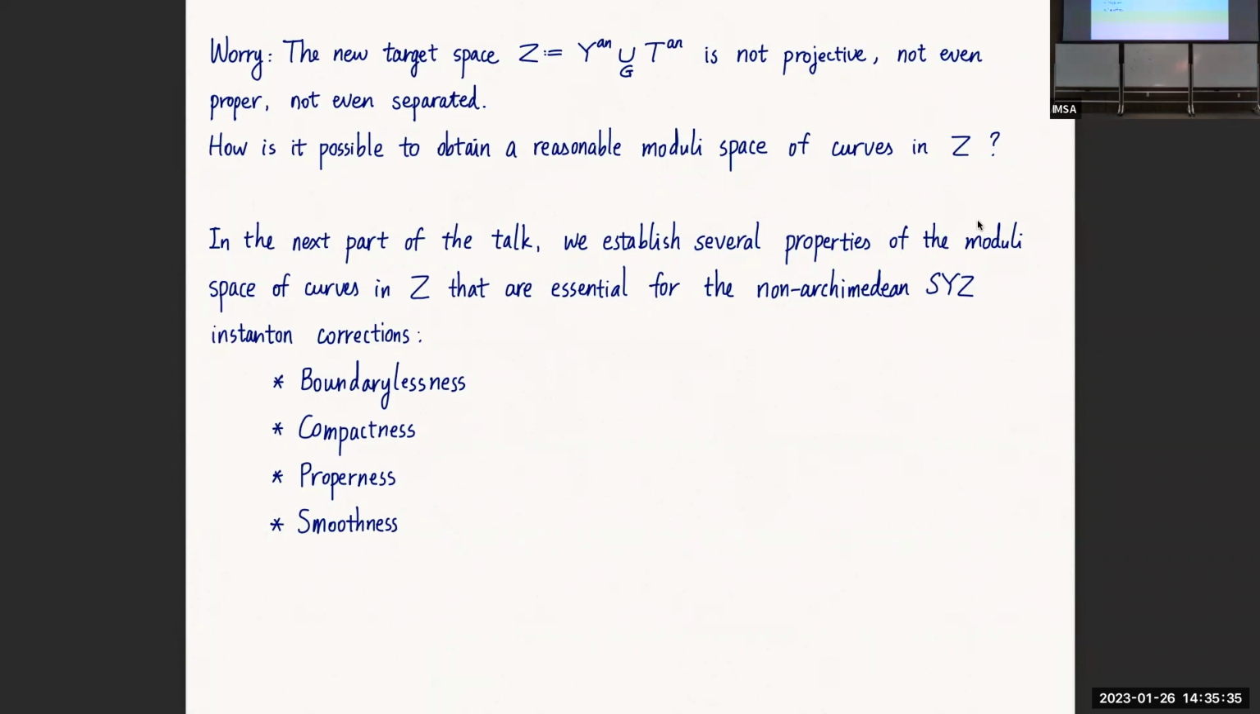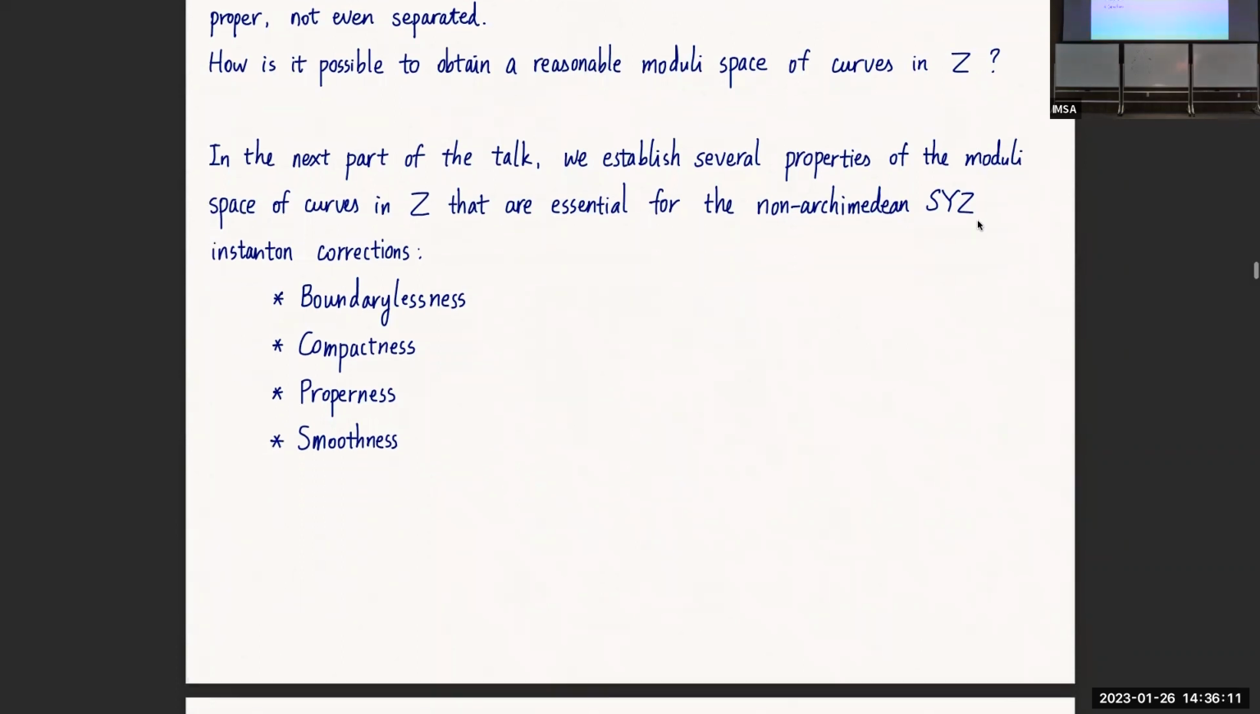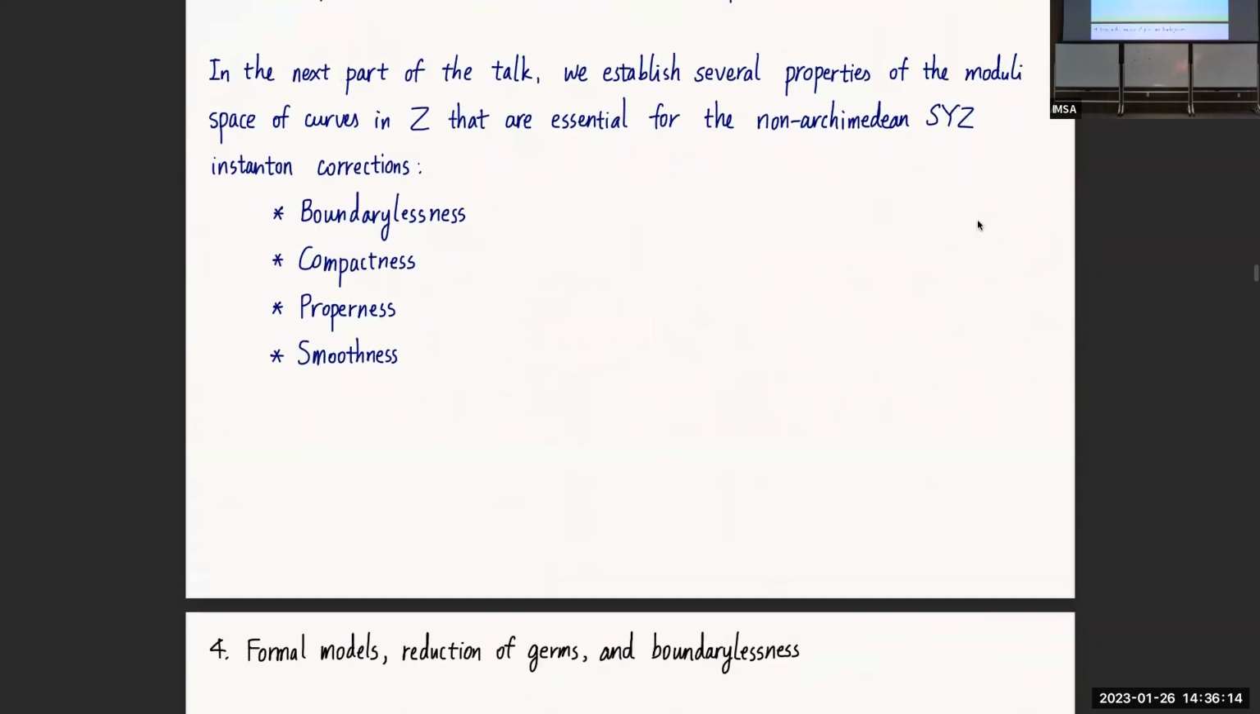We will establish several properties of the moduli space of curves in that target space. Namely, I'll talk about first boundarylessness, and then compactness, and then properness, and in the end, I'll talk about smoothness. Then we really have everything we want, and the smoothness is particularly nice, which is evident in the logarithmic story, because when you do degeneration, you just give up smoothness. Different technical tools are needed for each property.